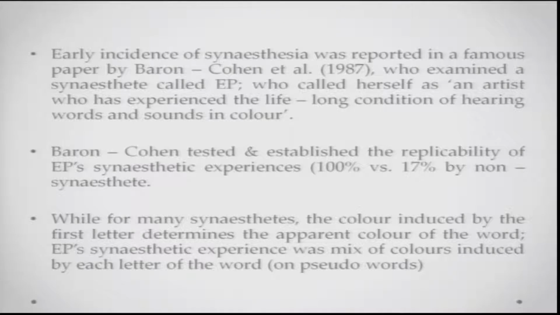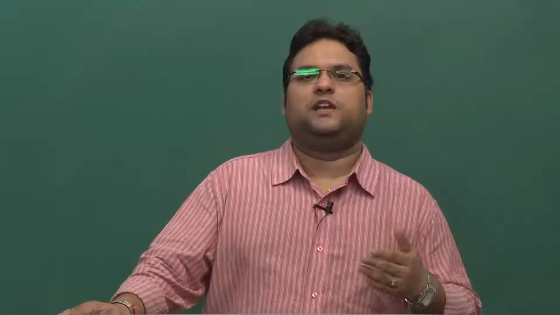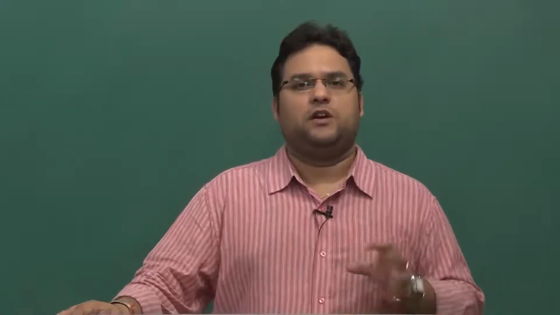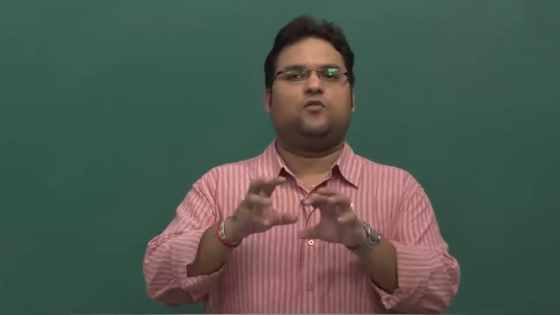Now, for many synesthetes, the color induced by the first letter determines the color of the entire word. Say, for example, if you have a condition wherein you will see yellow color every time you come across the letter C, then any word that starts with C will be colored yellow for you. But with EP it was special in the sense that each letter of the word would induce separate colors, and she would actually experience the word as a mix of all of these colors.